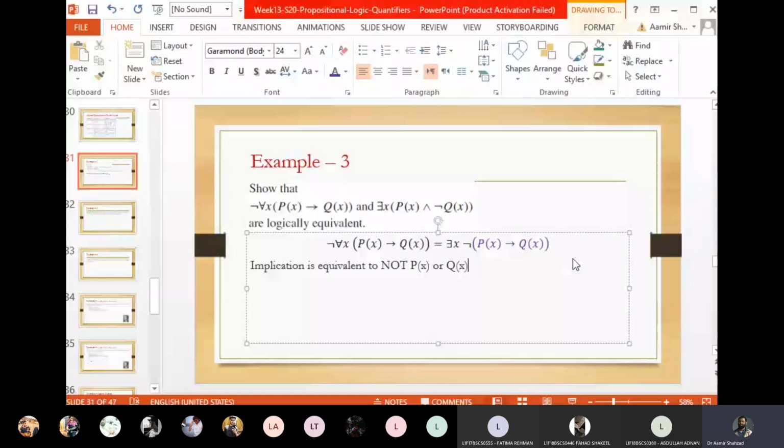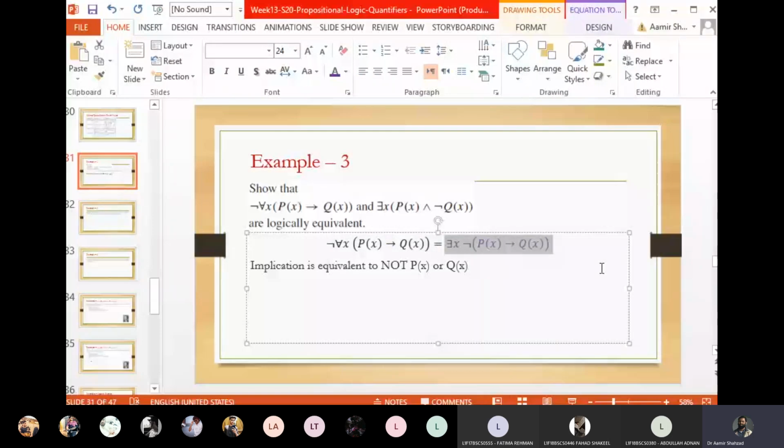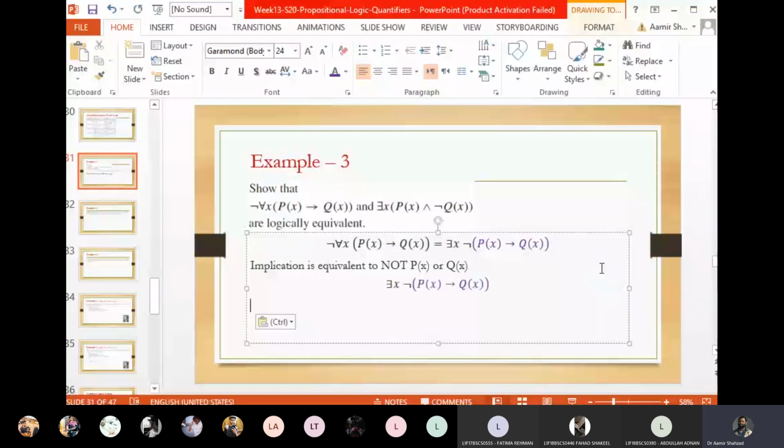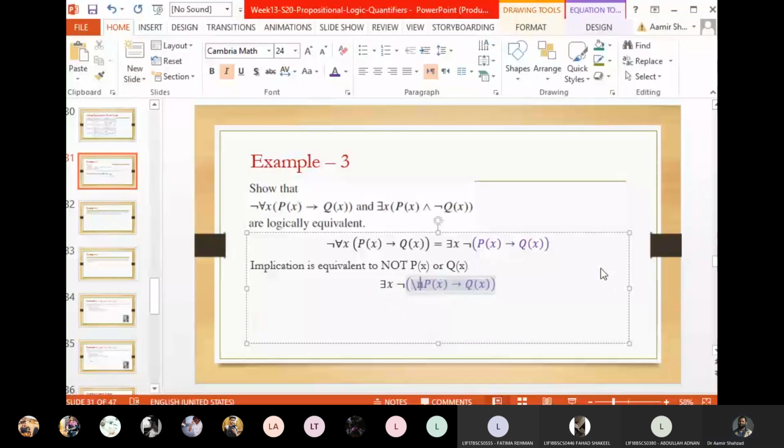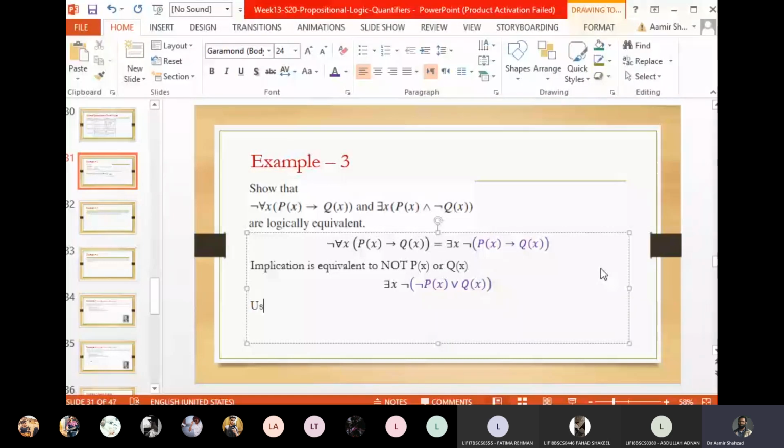We did this in the last class. So we can use this fact, that this negation is going to be equal to the negation of the OR operator. So we can simply write it down here. Negation of not P of X or Q of X. So we can use De Morgan's law, just as we did in the last class. The negation of implication is going to be P of X and not Q of X.